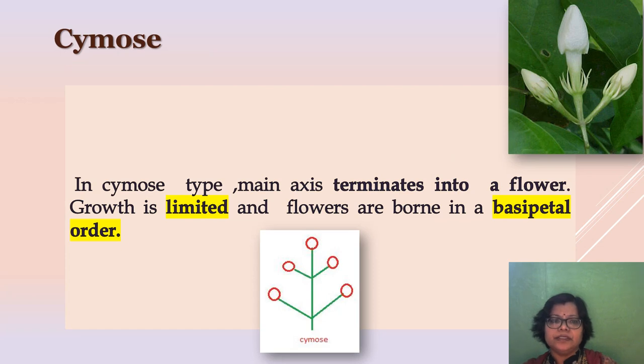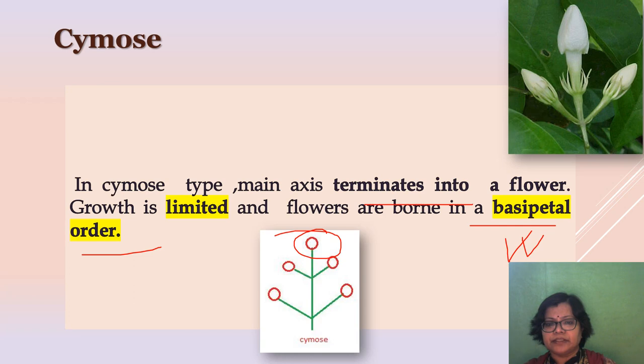Now cymose. In the cymose type, the main axis terminates into a flower. Growth is limited and the flowers are borne in basipetal order. It is very important. So here the first flower develops at the terminal axis, that is, the apical floral bud first converts into a flower, and then the flowers develop basipetally, that is from top to bottom.